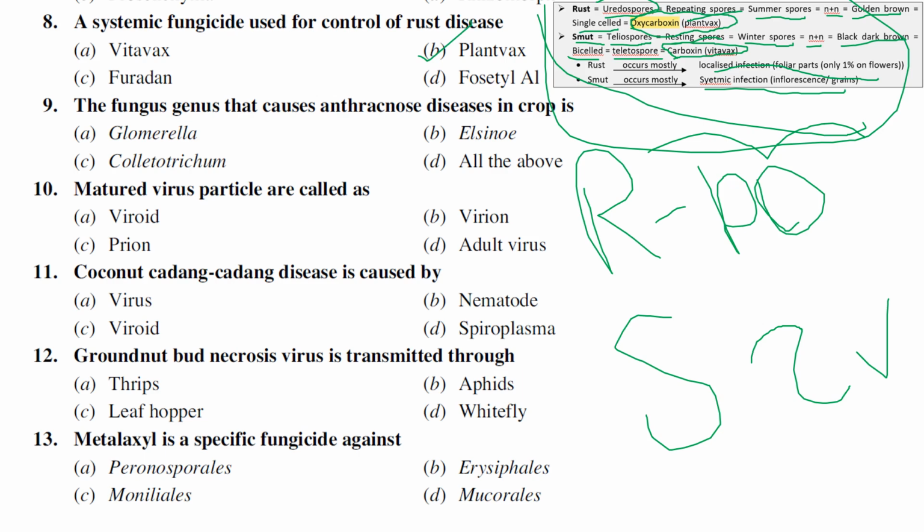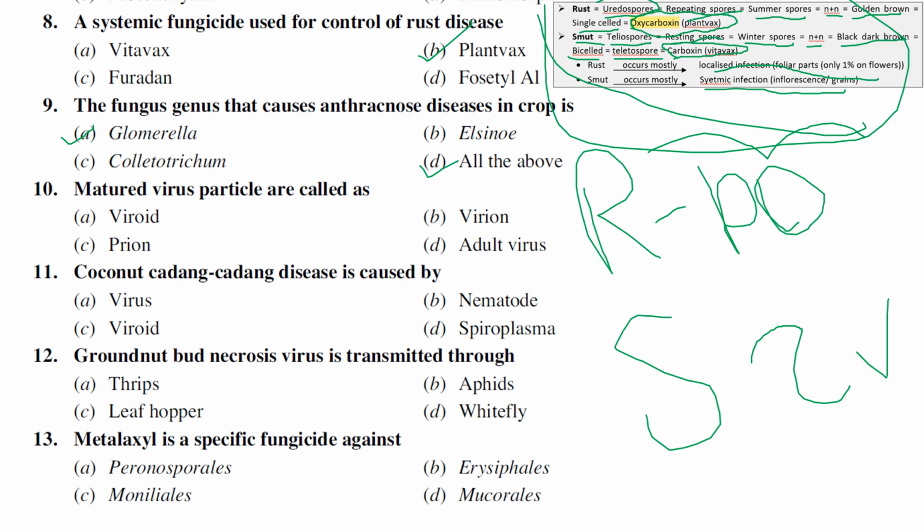The fungus genus that can cause anthracnose disease: Glomerella, Elsinoe, Colletotrichum, all the above. Generally the answer is all the above, because the other names are synonyms or teleomorphic stages. Colletotrichum, Glomerella, Elsinoe all cause anthracnose disease. For example, Colletotrichum causes anthracnose in mango. Elsinoe ampelina causes anthracnose in grapes. So almost all are genera of anthracnose only. The answer is all the above.